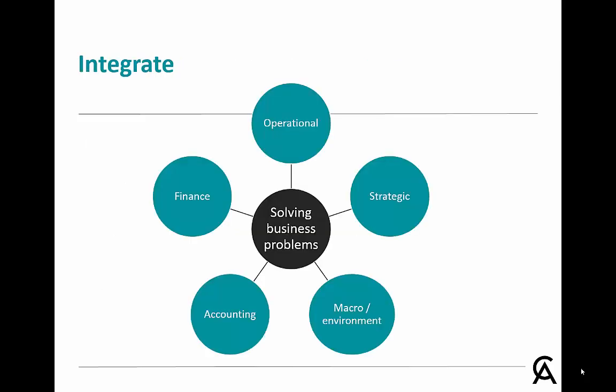To solve a business problem, you need to obtain and use a range of information about the business. Not each part on their own, but integrated. In Capstone, you will use information on a business's operation, a business's strategic direction, its macroeconomic and social environment, its competitors, use its accounting information, and its financing information. And you will integrate that information from all sources to solve business problems.